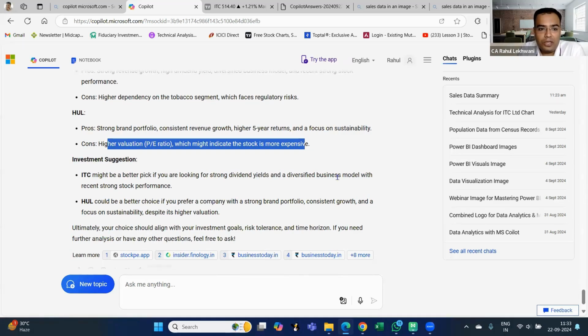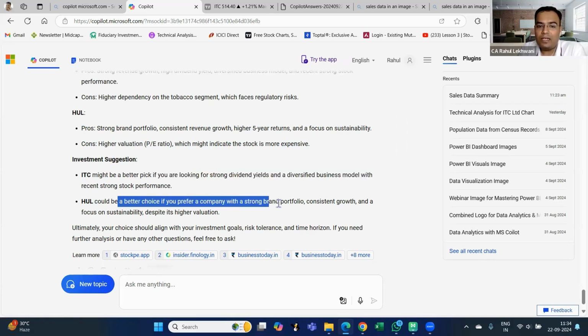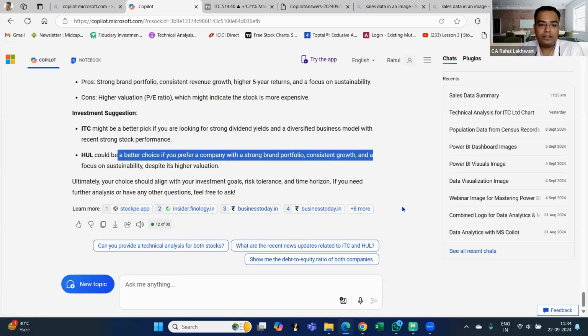So, investment suggestions. ITC might be a better pick if you are looking for strong dividend and a diversified business model. HUL could be a better choice if you prefer a company with a strong brand portfolio. It is not going to tell you what to do. It is going to make sure that whatever your purpose of investing is, you can choose your path. That is what this is capable of.